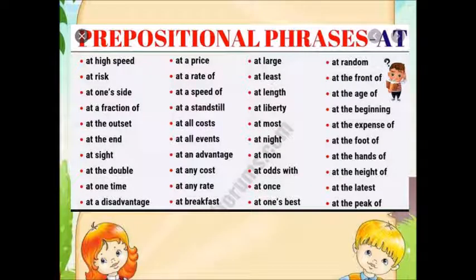Prepositional phrases: at the outset, at risk, at one side, at a fraction, at the end, at the double, at one time, at an advantage, at a price. In these prepositional phrases, you can take it at once, at the beginning, at the expense of, at any rate you can buy. So, from these phrases, you have to frame your own sentences. At night, at noon, etc. Think it and frame it.